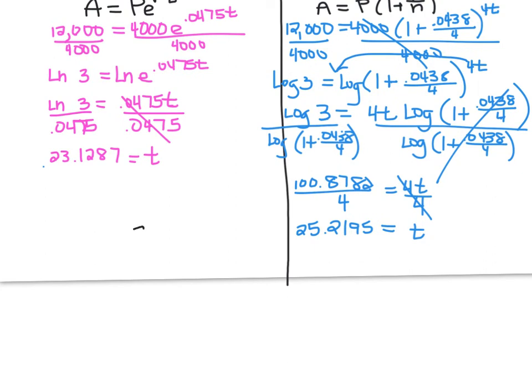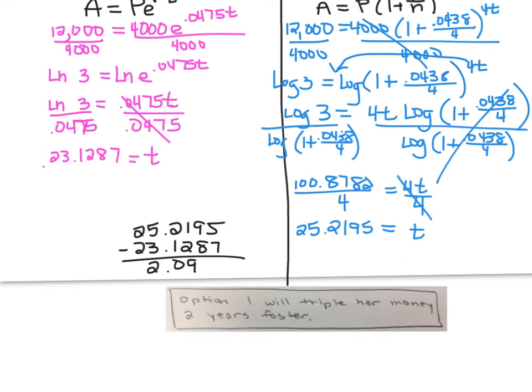Okay, so I'm going to take the longer time, the bigger number, and I'm going to subtract the shorter time, the smaller number, from it. In your calculator, you really should scroll back up and do this entire number minus this entire number. All right, when we do, we get approximately 2.09. They want it to the nearest year, so this rounds to 2 years. So we can say option 1 will triple her money 2 years faster.